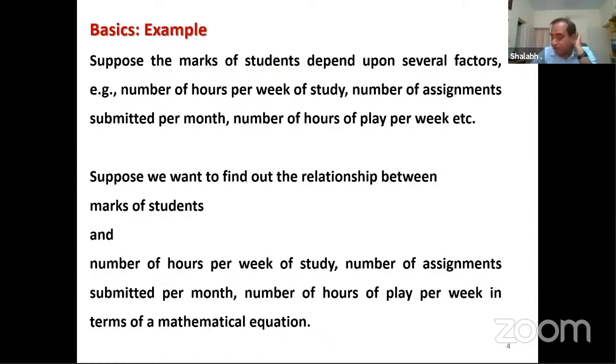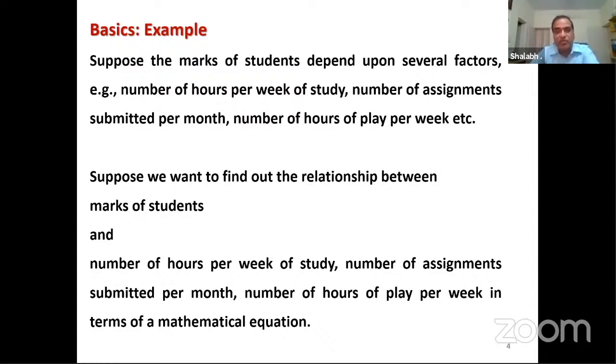Similarly, all those research scholars, students, etc., are always more interested in knowing how marks are obtained in the examination. Many times people come to us and ask, "Sir, how many hours should I study so that I can achieve at least 90% marks, or how many assignments are sufficient to submit so that I can get at least a grade B in this course?"